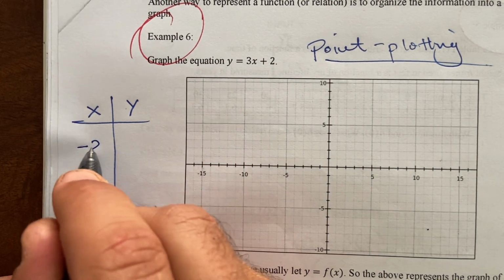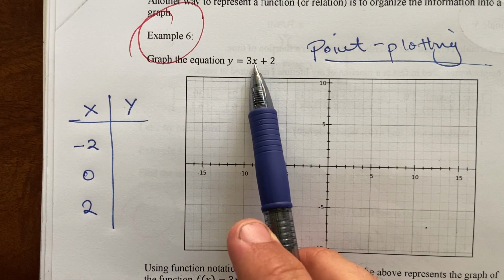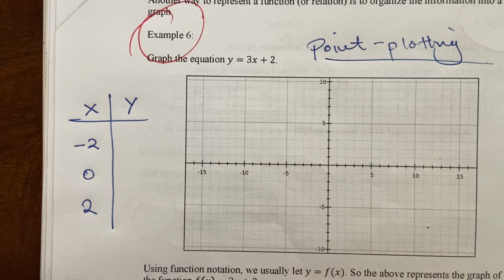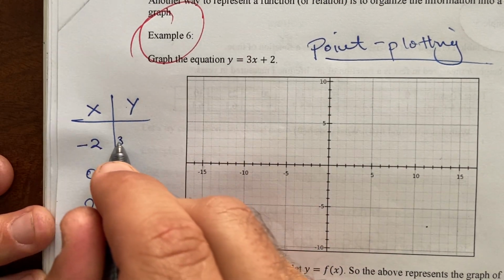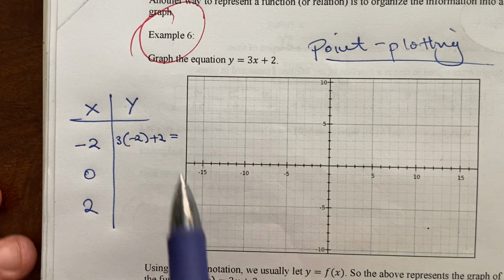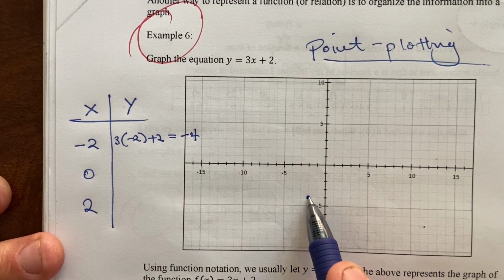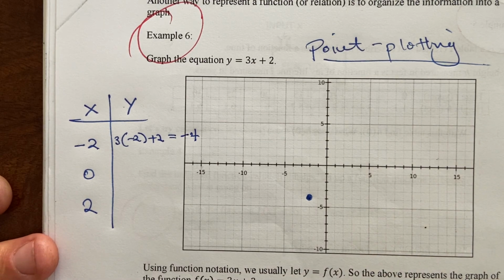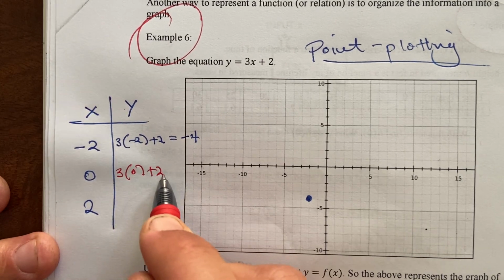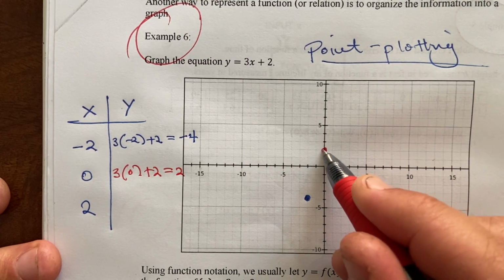So I can pick like negative 2, 0, and 2 maybe. I'm going to plug those in here. Those are going to be my inputs, in other words, and then I'm going to perform the rule and get my outputs. So 3 times negative 2 plus 2. So negative 6 plus 2, this is negative 4. So negative 2, negative 4. We have a point right here. Three times 0 plus 2, that equals 2. So we have a point right there.